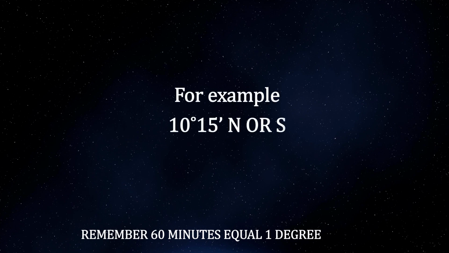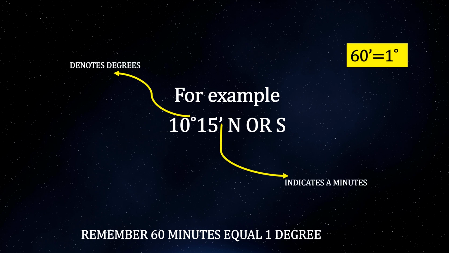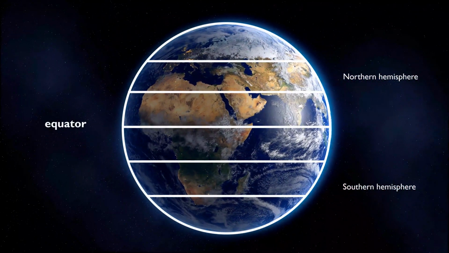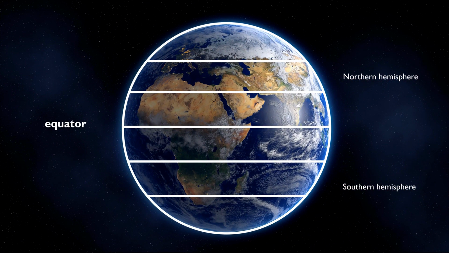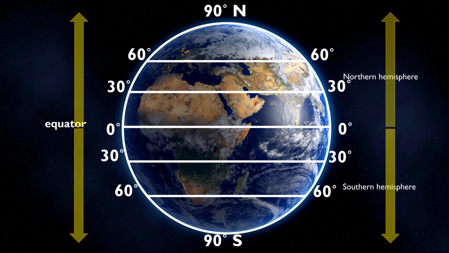For example, 10 degrees, 15 minutes north or south. And also remember that 60 minutes is equal to 1 degree. Parallels increase from 0 degrees to 90 degrees south and north.